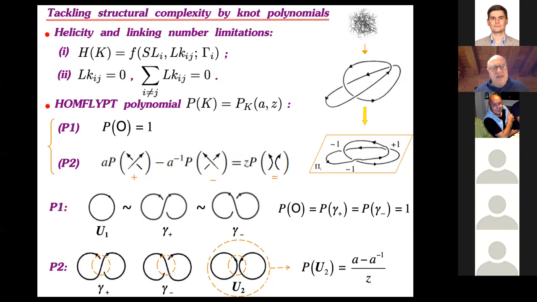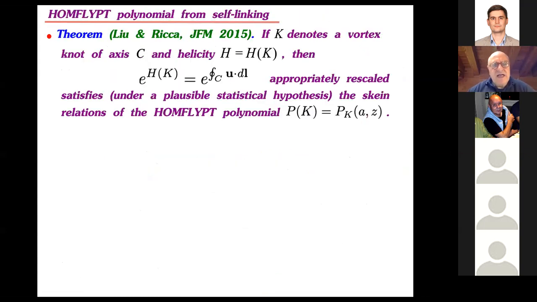Here, let me go immediately to the bit of physics. We have a result that I'm not going to prove because it's pretty elaborate and you can read it in the paper, and it is the following. If K denotes a vortex knot of axis C and helicity H of K, then e to the H of K, so e to this form of helicity that I showed you before in case of vorticity localized to thin tubes, appropriately rescaled, of course, there is a gamma circulation there that is not present, satisfies, under plausible statistical hypotheses, the skein relations of the HOMFLYPT polynomial.